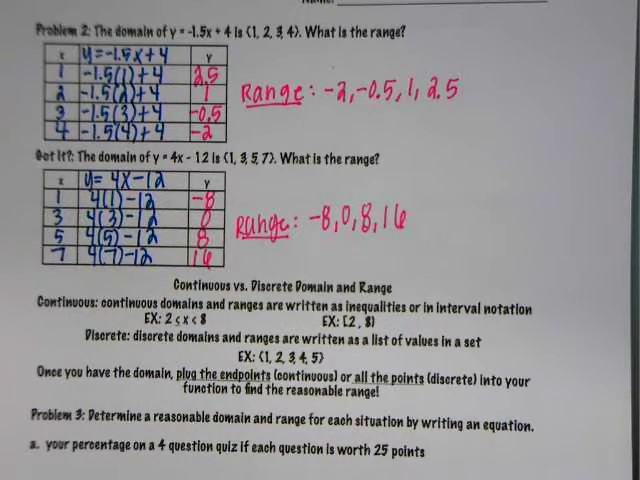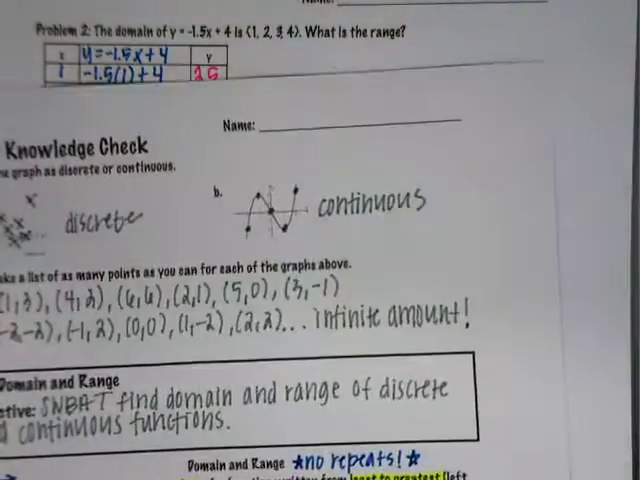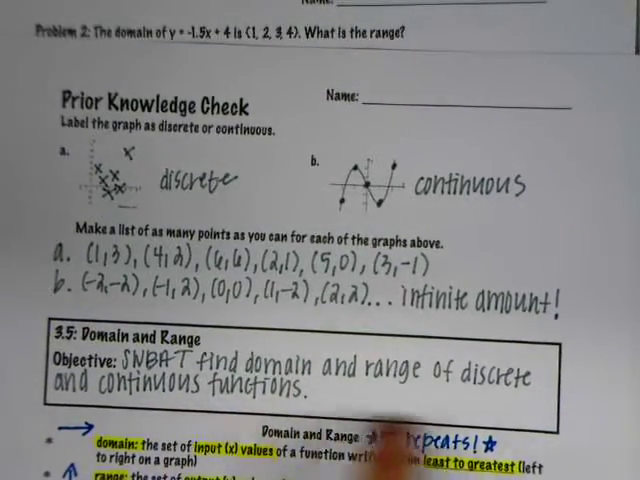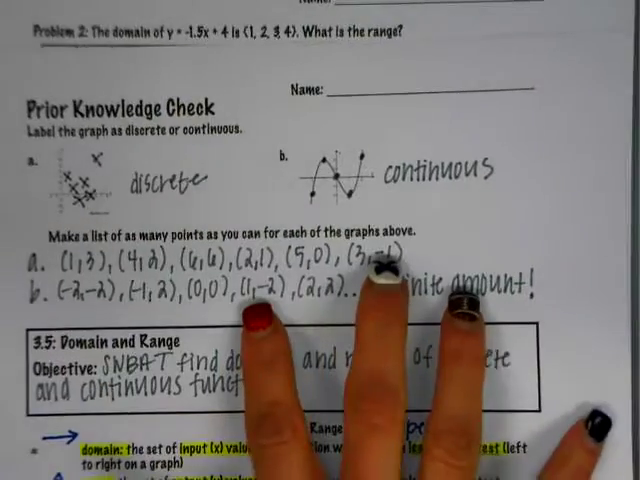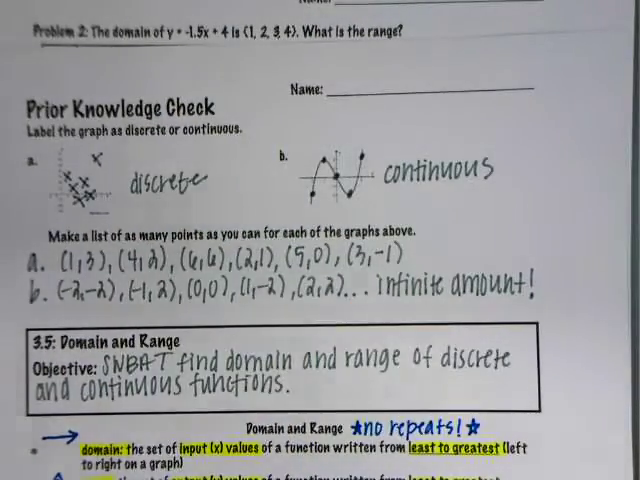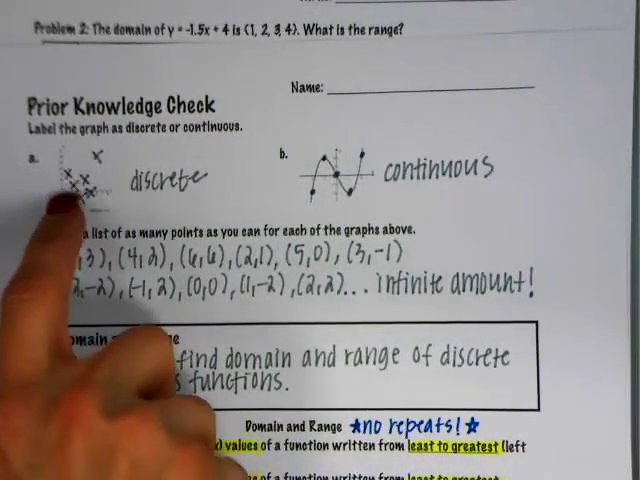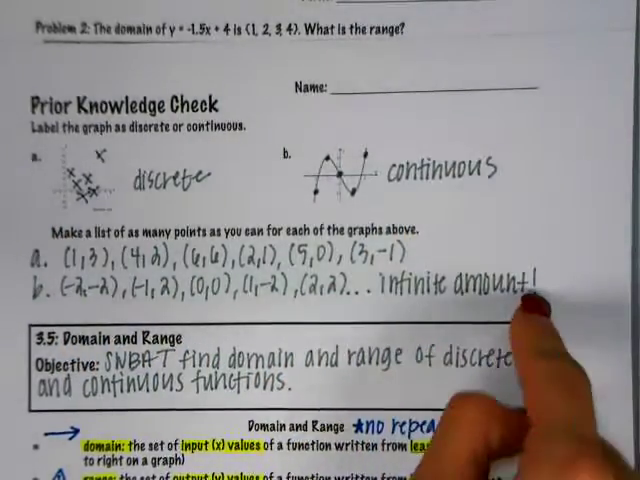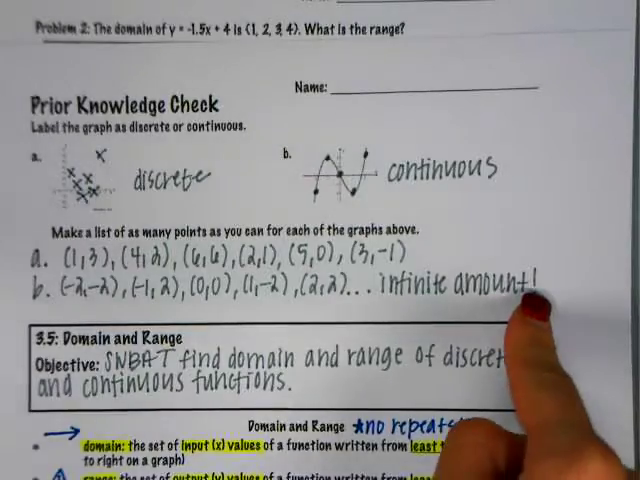Okay. So now we're going to talk about how to do this for continuous versus discrete. If you look back at the warm-up right here, that's what we were doing by listing these points out. If it's discrete, it's going to be a lot easier to list out all the x and y values that we have. If it's continuous, it's going to be impossible because we have an infinite amount of them, right? So for continuous, we're going to have to write it a different way.